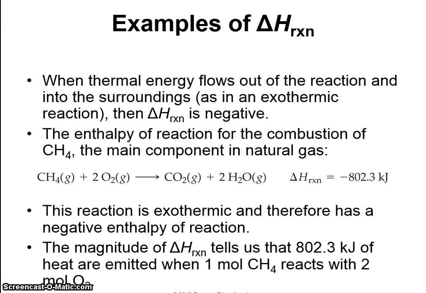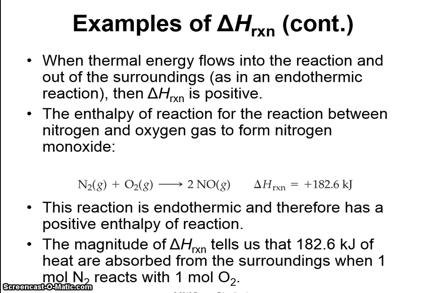So the negative sign tells us that the reaction is exothermic, giving off heat to the environment. And so the magnitude of delta H sub Rxn tells us that 802.3 kilojoules of heat are emitted for 1 mole of methane burned in 2 moles of oxygen.